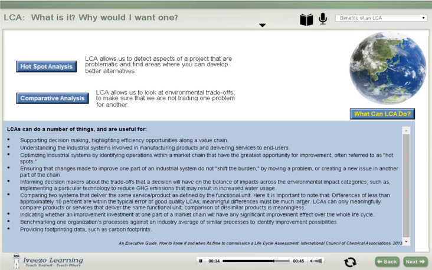Click the resource icon above to download a copy of the International Council of Chemical Associations Executive Guide to deciding when it is time to commission a life cycle assessment.